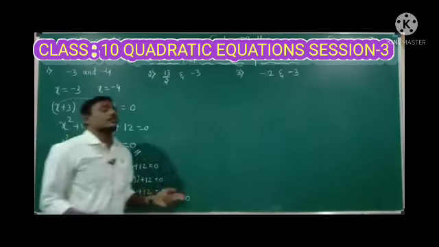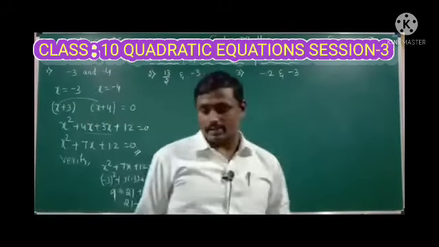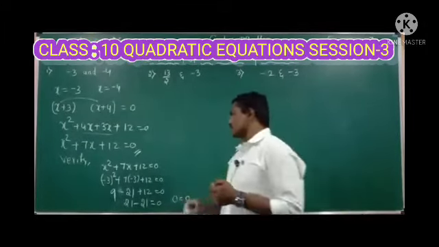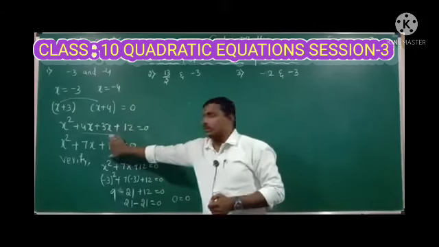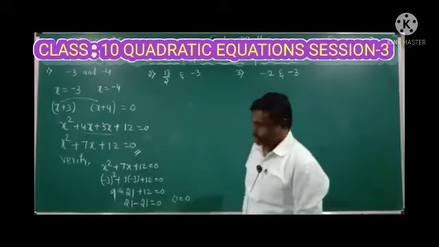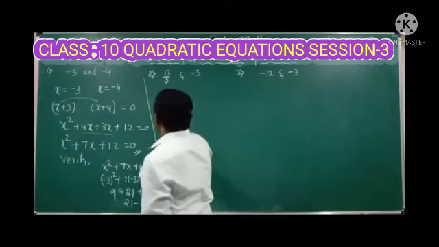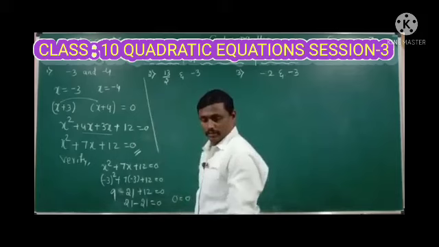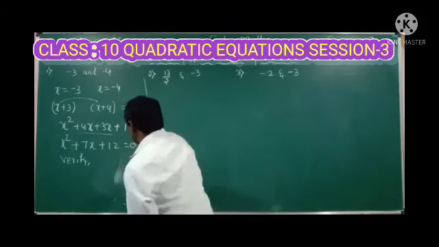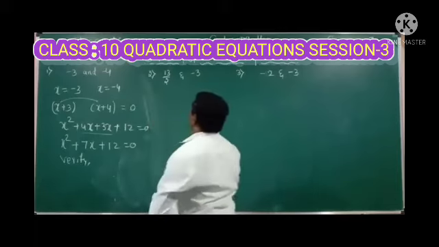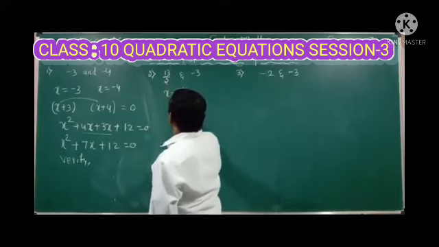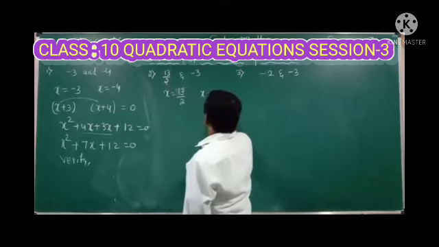So 0 is equal to 0 means LHS is equal to RHS. Therefore, this is the required quadratic equation. Next, see the second one. What is the second one? x is equal to 13 by 2 and x is equal to minus 3.